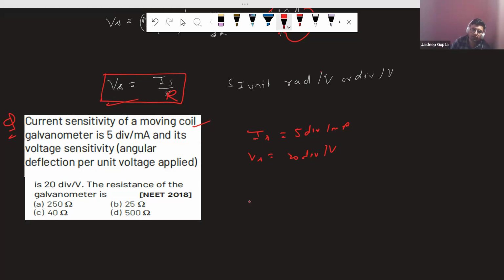Look, Vs equals Is over R. When we have to calculate the resistance, the sensitivity is 5 division per milliampere, so first of all we have to convert into amperes, that is 10 to the power 3, and 20. Yes, very easy question.